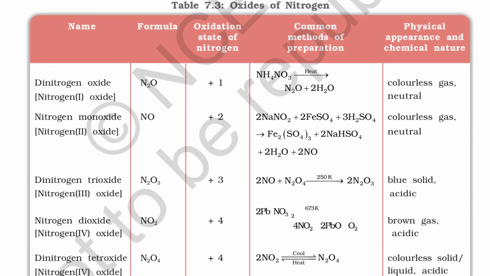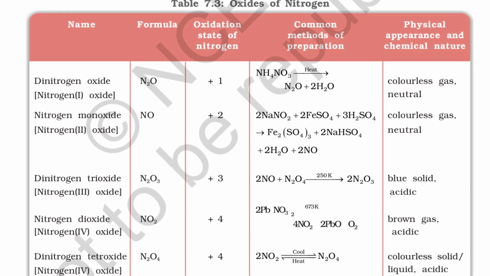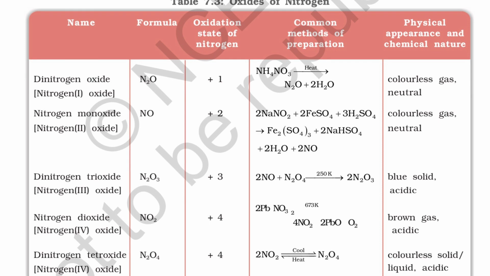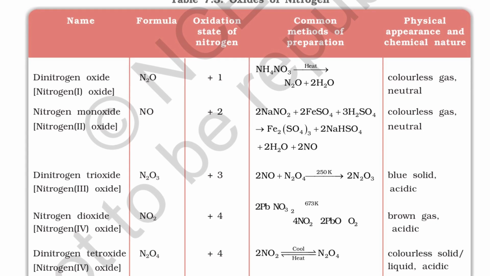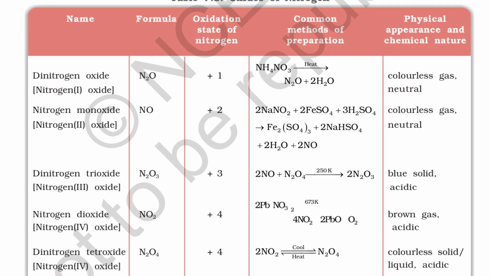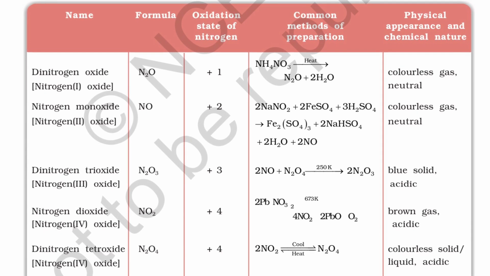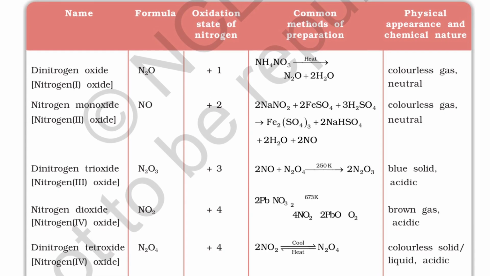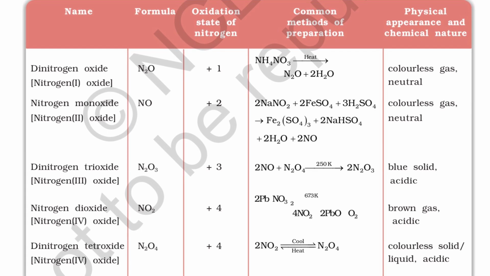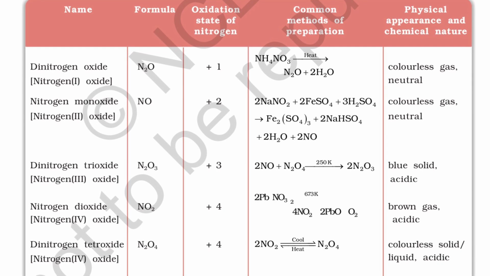Dinitrogen trioxide, N2O3, oxidation state +3. It is also called sesquioxide. NO plus N2O4 at 250 Kelvin, N2O3 is prepared. It's a blue solid, acidic in nature. When it is dissolved in water, you will be getting HNO2.